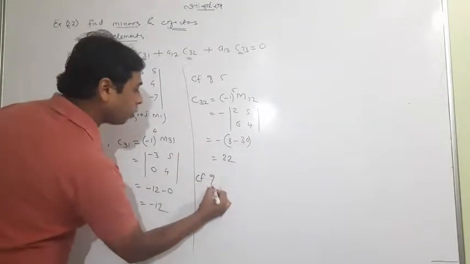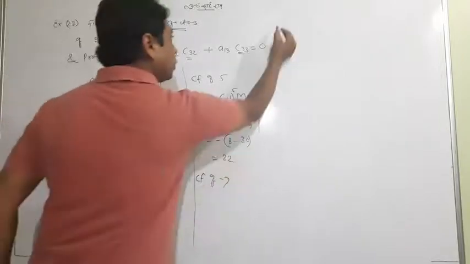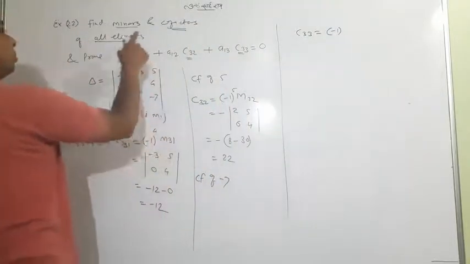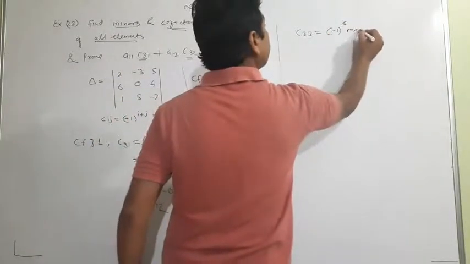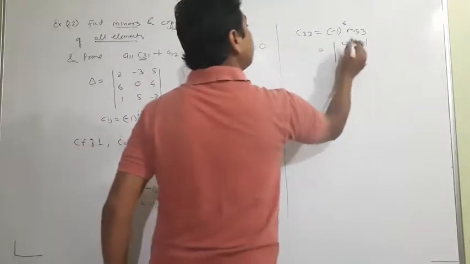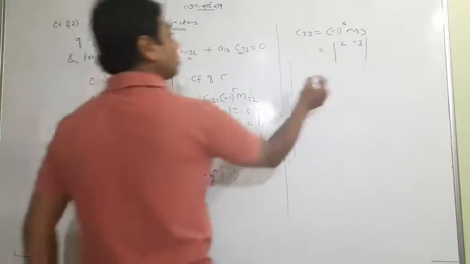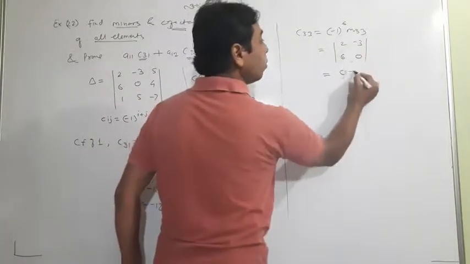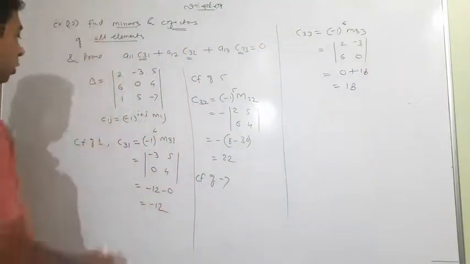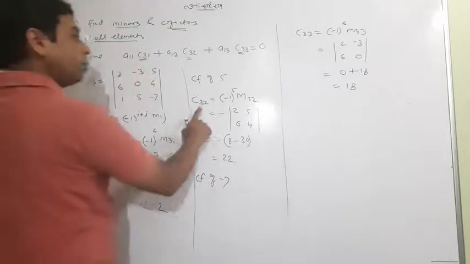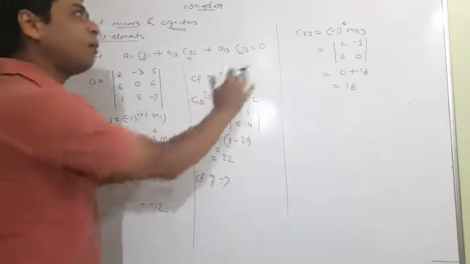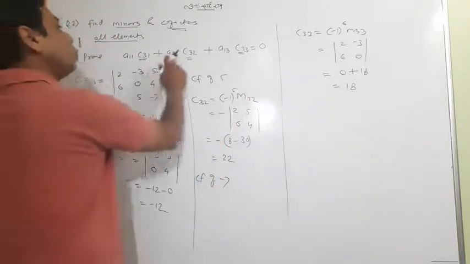Now, the cofactor of -7. Suppose I ask you the cofactor of -7. What will you write? C33. (-1)^(3+3), which is 6, so M33 has a positive sign. M33 means these two drop. The determinant of 2, -3, 6, 0. So the answer is 0 minus 18, meaning plus 18. This is plus 18. Now you have C31, C32, C33, and similarly you can find the cofactor of all elements. But intentionally I found these cofactors because I want to show the LHS.